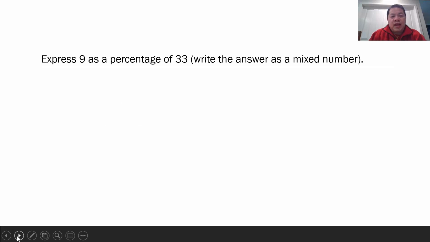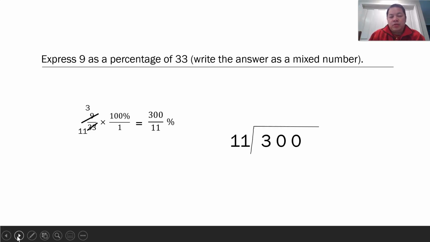The next one, they say express 9 as a percentage of 33. So 33 is the base, and we are required to write the answer as a mixed number. So 9 out of 33 times 100%, simplify 9 and 33, you actually have 3 out of 11. Then simplify again, 3 times 100%, you get 300 over 11%. From here, you divide, whether you use long or short division, I'll leave it to you. So 300 divided by 11, that's how you get the answer. It's 27 remainder 3, so it's 27 and 3 out of 11%. Just leave it as it is because you are required to leave the answer as a mixed number.